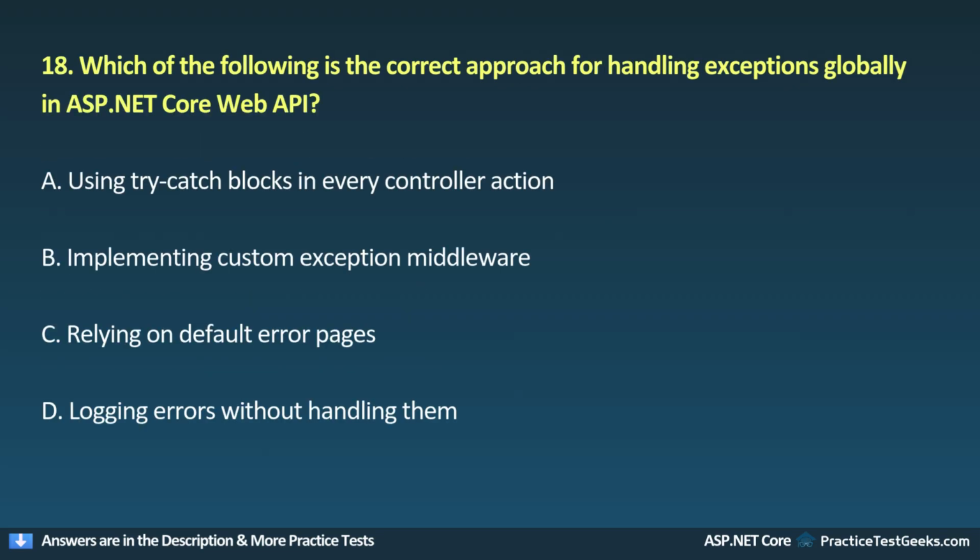18. Which of the following is the correct approach for handling exceptions globally in ASP.NET Core Web API? A. Using try-catch blocks in every controller action. B. Implementing custom exception middleware. C. Relying on default error pages. D. Logging errors without handling them.